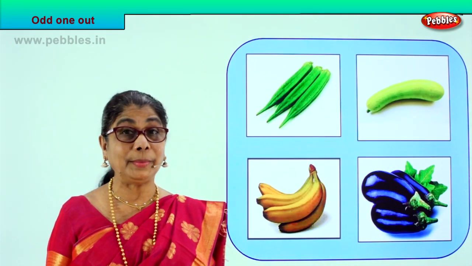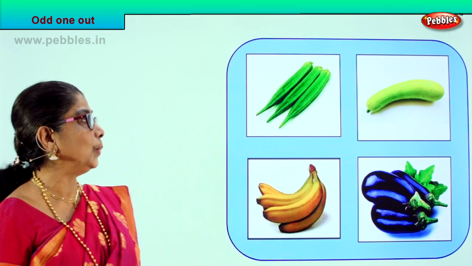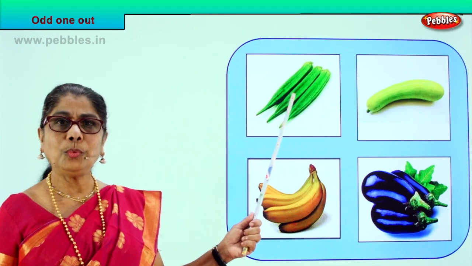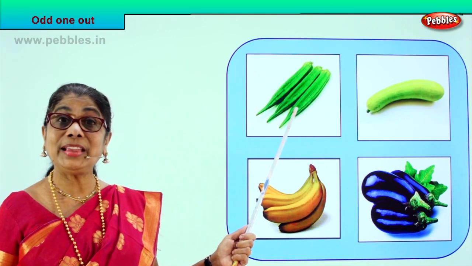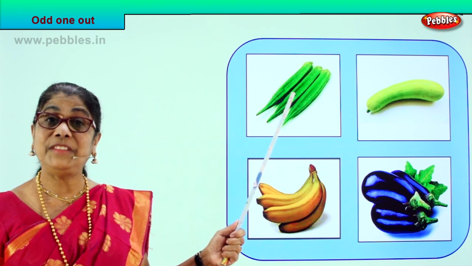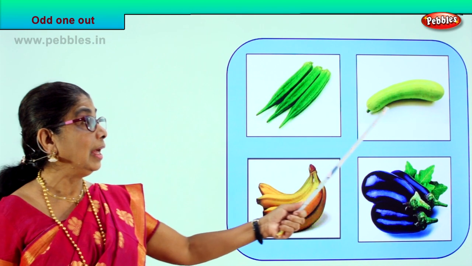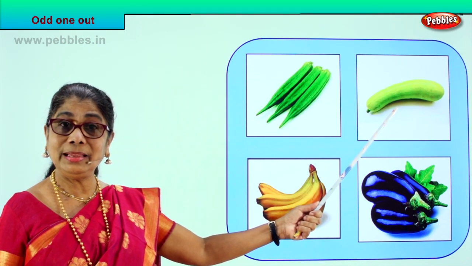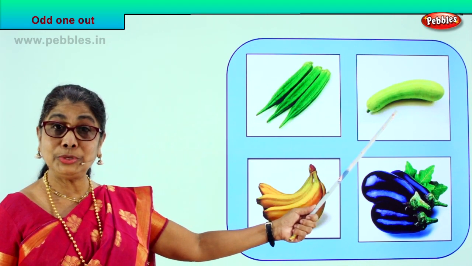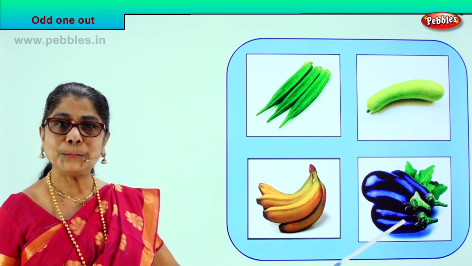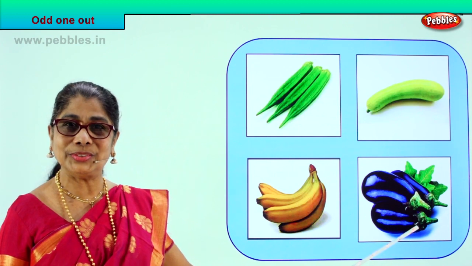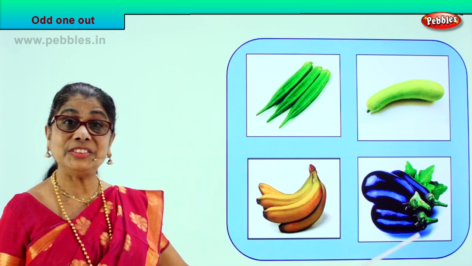Let's go to another exercise. Find the odd one looking at the pictures and let's see how clever you are. Look, your favorites are all here. What is this? Lady's finger. You love to eat lady's finger? Yes. What is lady's finger? It's a vegetable, your favorite one. Good. And what is this? Lovely green color. What is it? It's a bottle gourd. It's a vegetable too. Good. What is this? Beautiful purple color vegetable. Brinjal. Very good. That's also a vegetable. What is this?